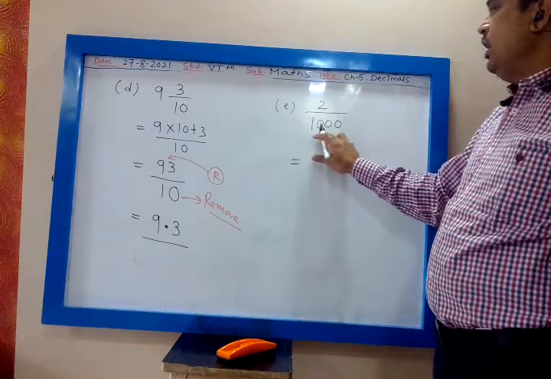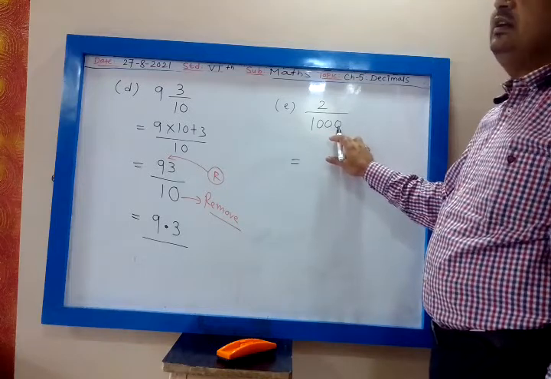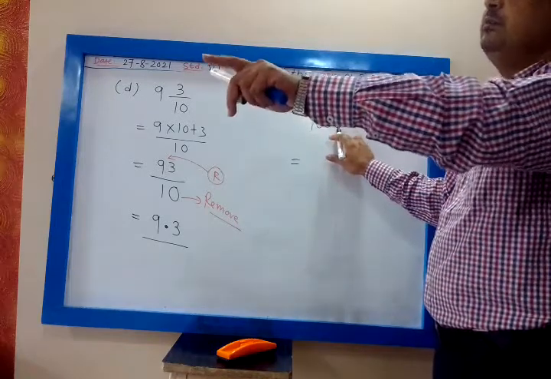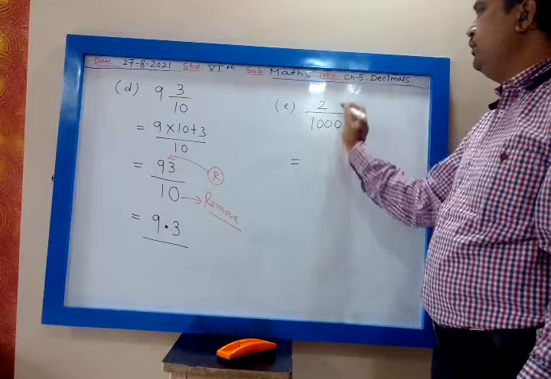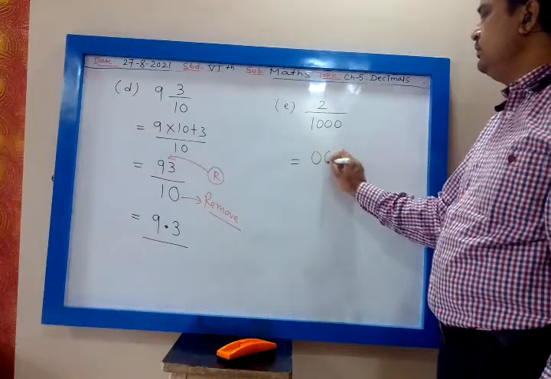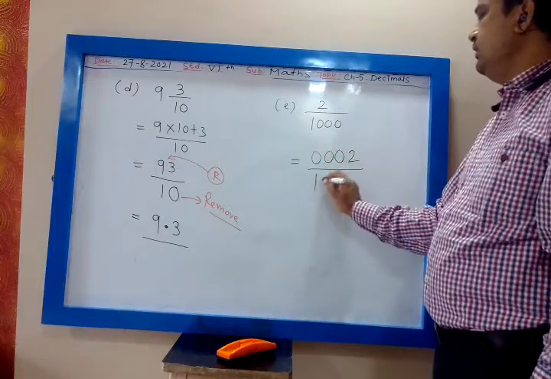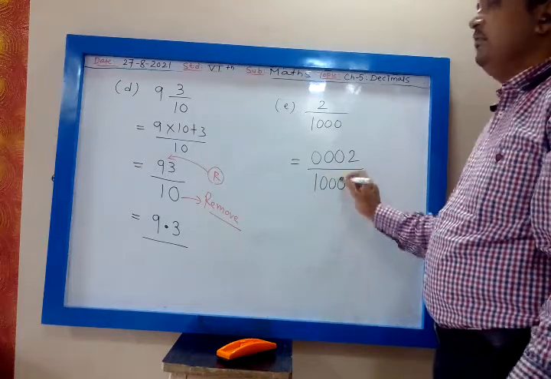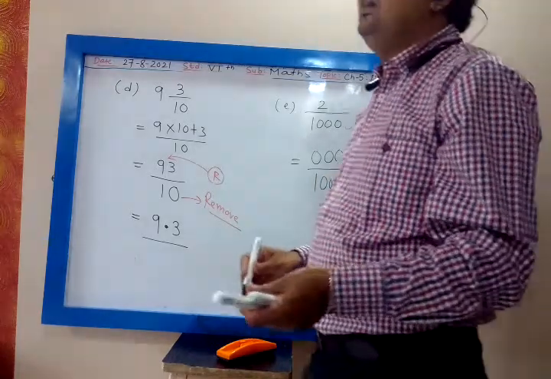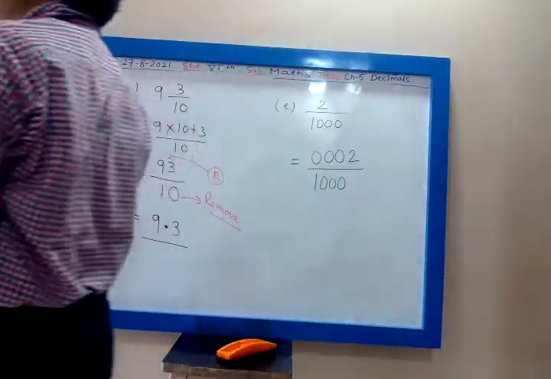So what will I do? I have 3 zeros in the denominator, so I will write that many zeros before 2. Before 2 I will write 0 0 0 2 upon 1000. In mathematics, if you add 0 before any number, the value does not change.